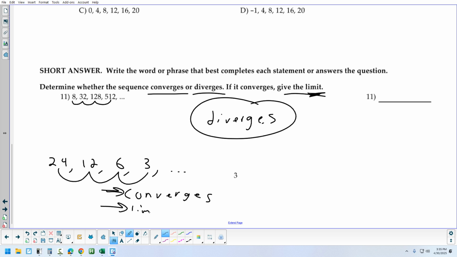The limit is 0. So I'll clarify that when we go over homework tomorrow. But any question why this one diverges and this one converges?